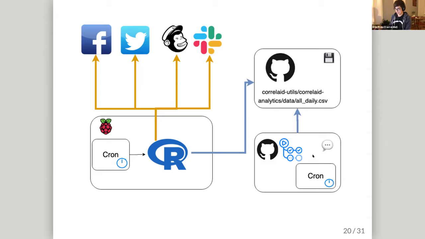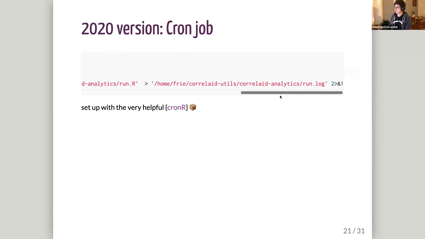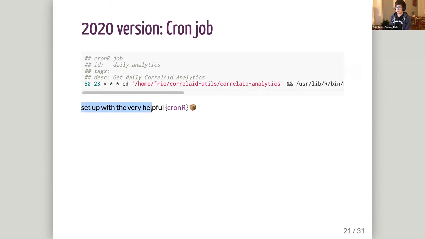I also use something called GitHub Actions to have this notification functionality. But the main work I did was rewriting this code here. The cron job, I still use a cron job. It kind of looks the same as before. This is a very long cron job, and I set this up with the very helpful cronR package. If you have never written a cron job before, you can use this cronR package from R, and it will set up this command for you. This is very useful, because to get this right, especially if you're a beginner, can be quite difficult, because this is not R, it's Bash. So this is a good package, I think.